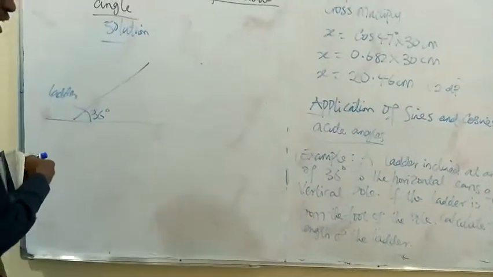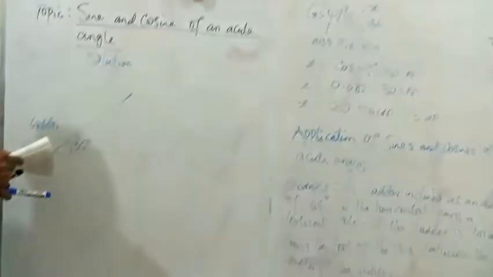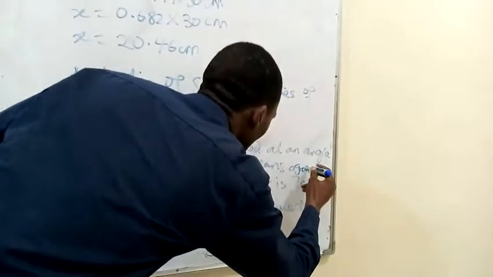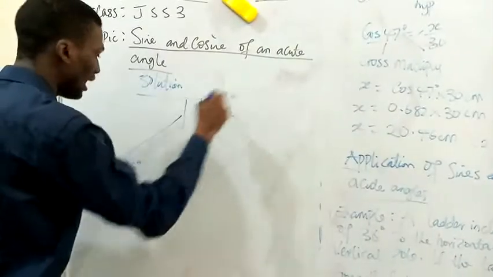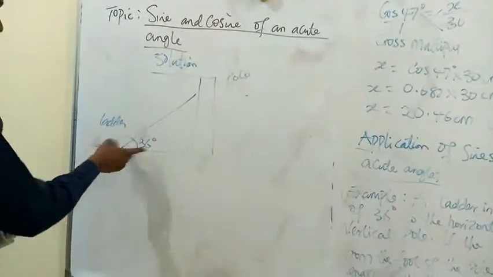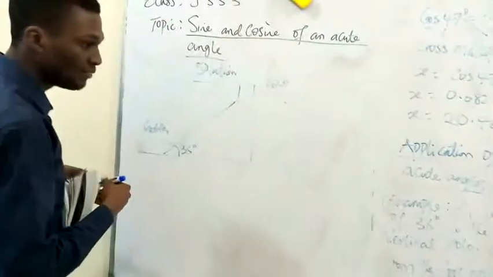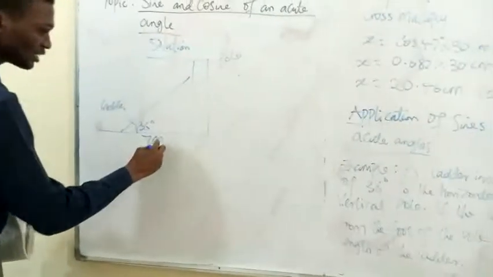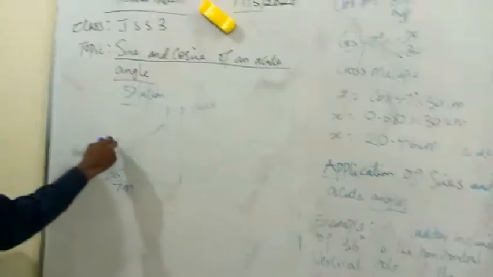It leans against a vertical pole. This is the vertical pole. The ladder leans against this vertical pole, making an angle of 36 degrees to the horizontal ground. If the ladder is 7 meters away from the foot of the pole, we have our pole and the ladder. It is 7 meters away from the foot of the pole, so here is 7 meters. Calculate the length of the ladder. The length of the ladder is this way.